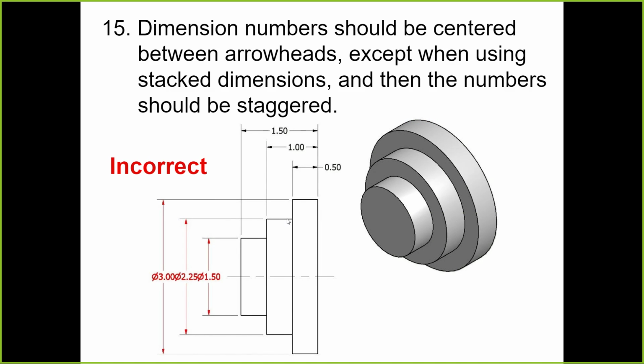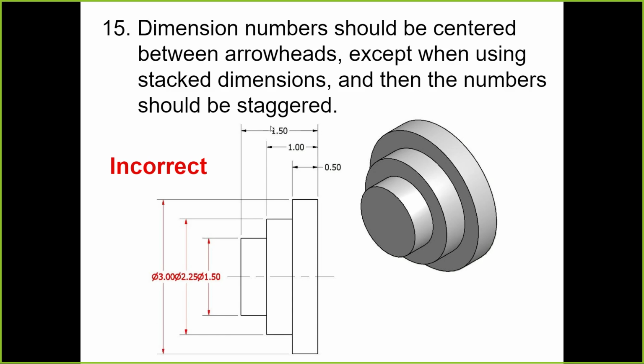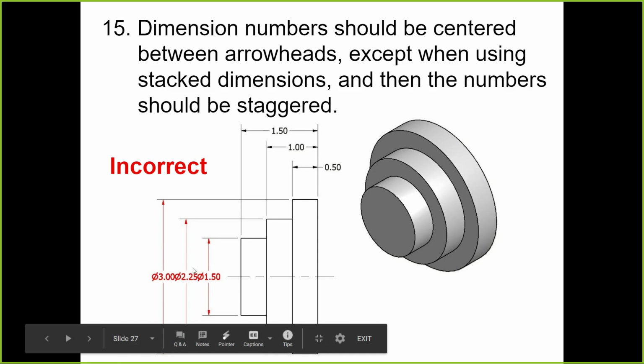15. Dimension numbers should be centered between arrowheads except when using stacked dimensions. So you should always have, for example, you guys see this number 1.5? It should always be in the center of the line. Okay, so notice that this number right here is in the center of my two extension lines. This value 1 inch is in the center of these two extension lines. This 0.5 is not because it doesn't fit. But the point is they're saying they should always be in the middle. Like this. This is in the middle, that's in the middle, that's in the middle.